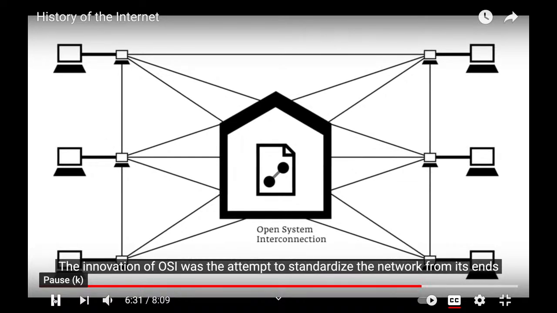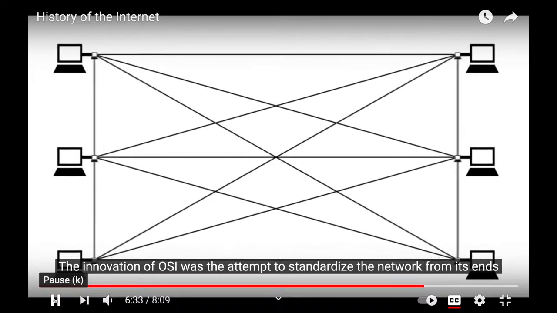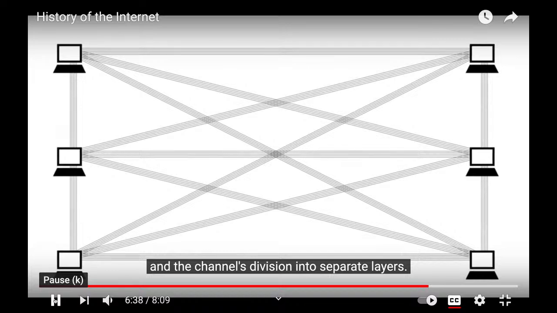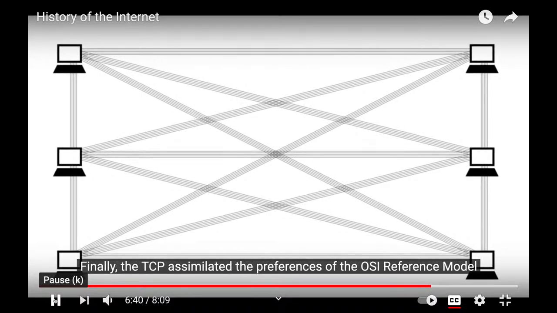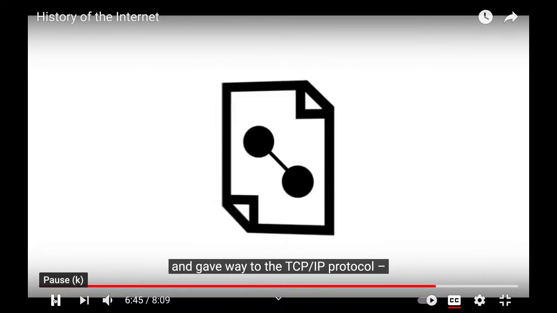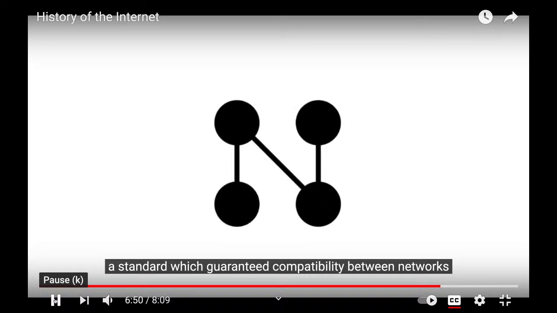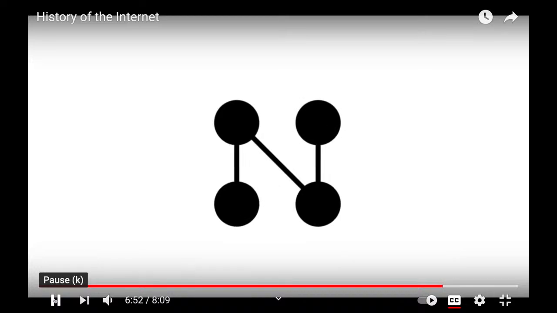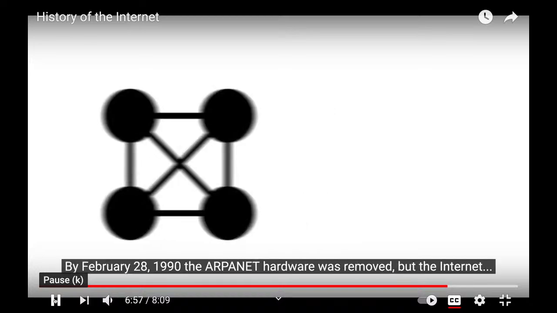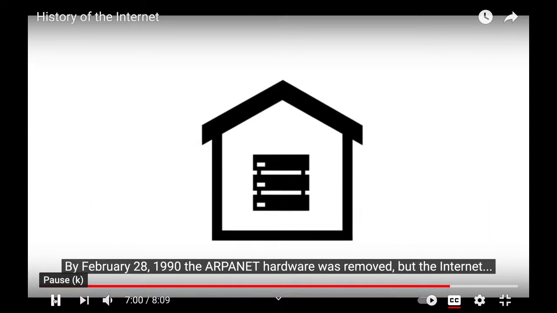The innovation of OSI was the attempt to standardize the network from its ends, and the channel's division into separate layers. Finally, the TCP assimilated the preferences of the OSI reference model and gave way to the TCP/IP protocol, a standard which guaranteed compatibility between networks and finally merged them, creating the Internet. By February the 28th, 1990, the ARPANET hardware was removed, but the Internet was up and running.